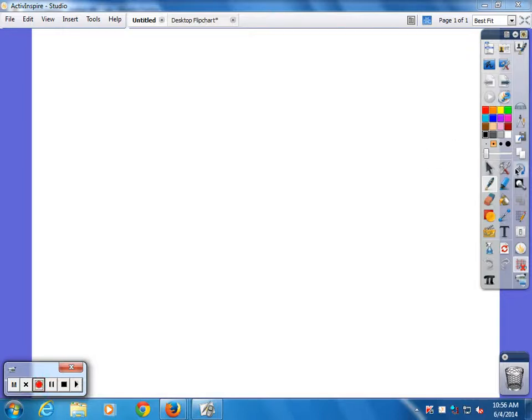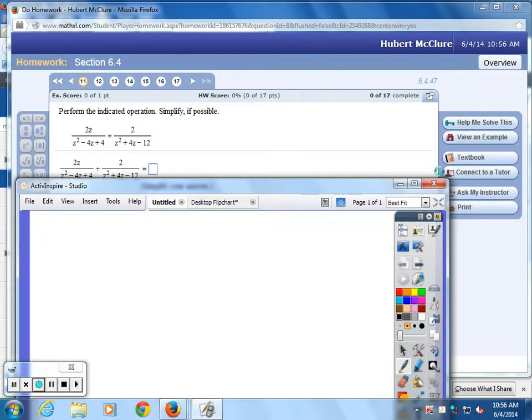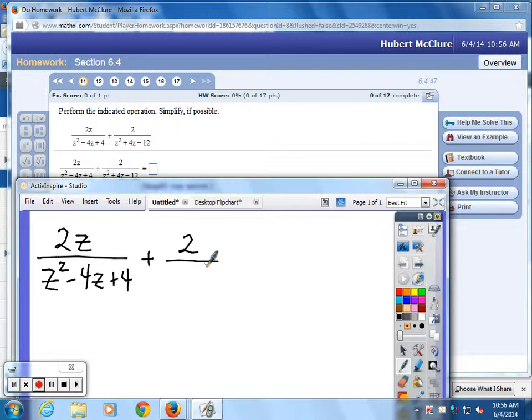Problem is, I don't know the problem, so I'll have to bring it down here. Alrighty. Can't copy and paste. It'd be nice if you could. So that'd be 2z over z squared minus 4z plus 4 plus 2 over z squared plus 4z minus 12.